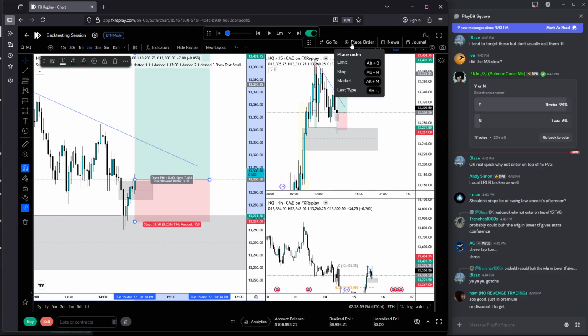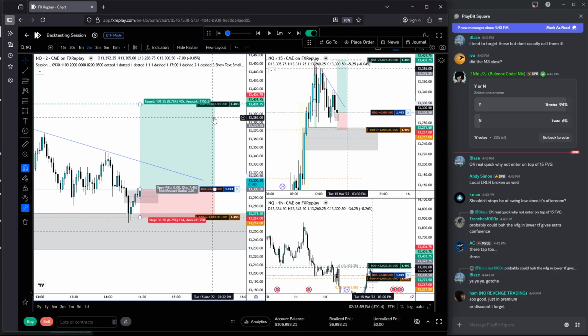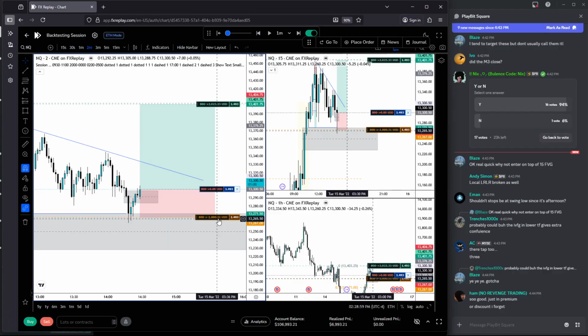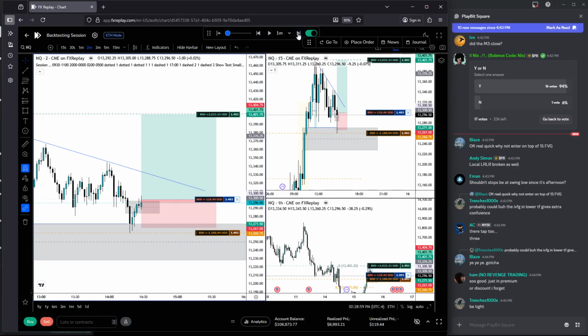Here you go. Place order. Save. So out of session trade here. How much is this? 3R-ish. I'm going to put it down here now. And let's let the probabilities pay out.